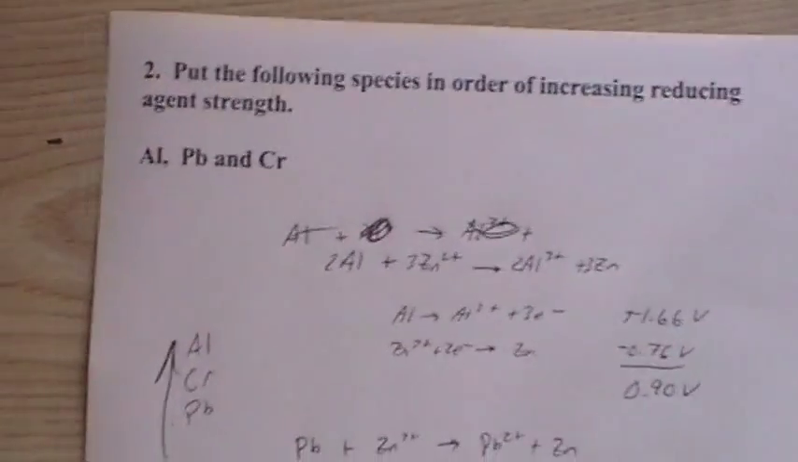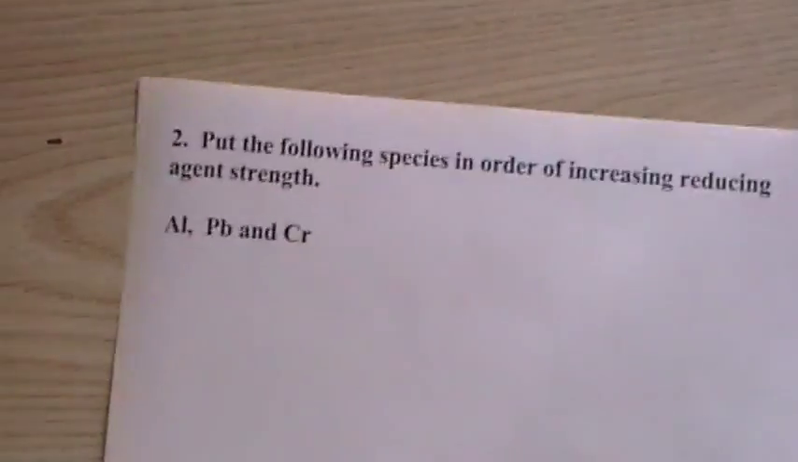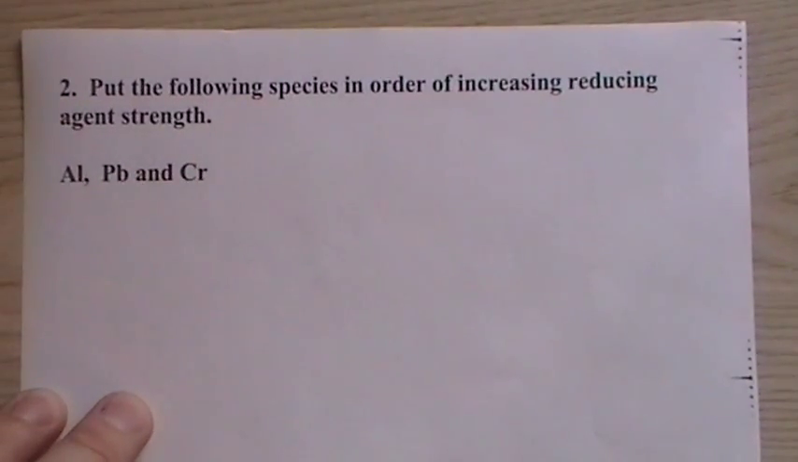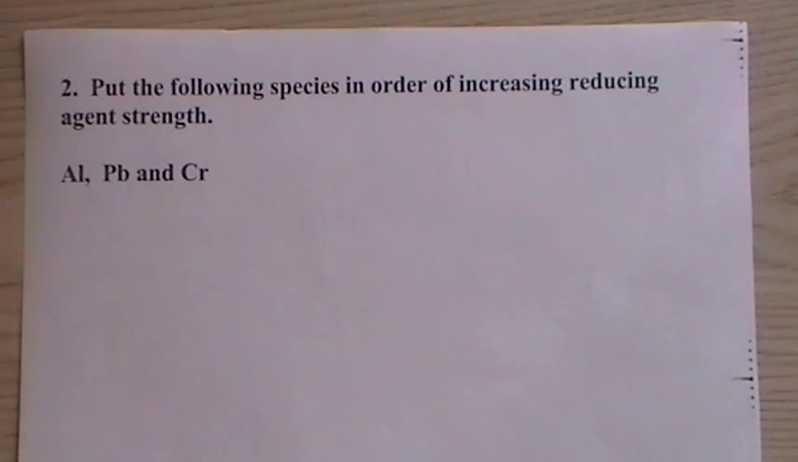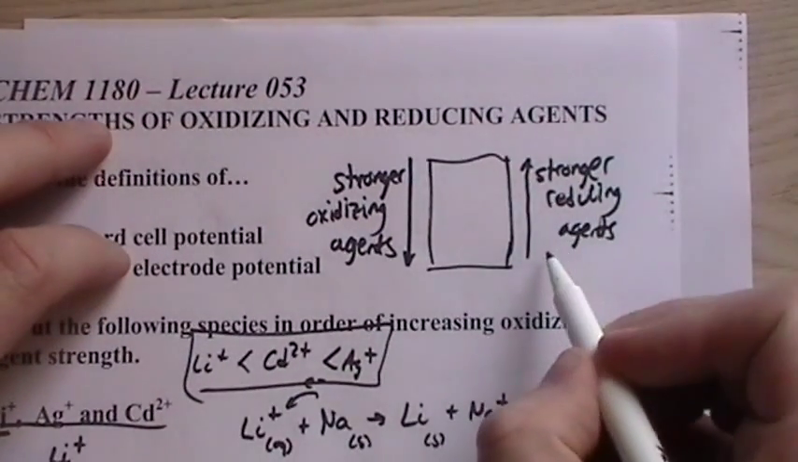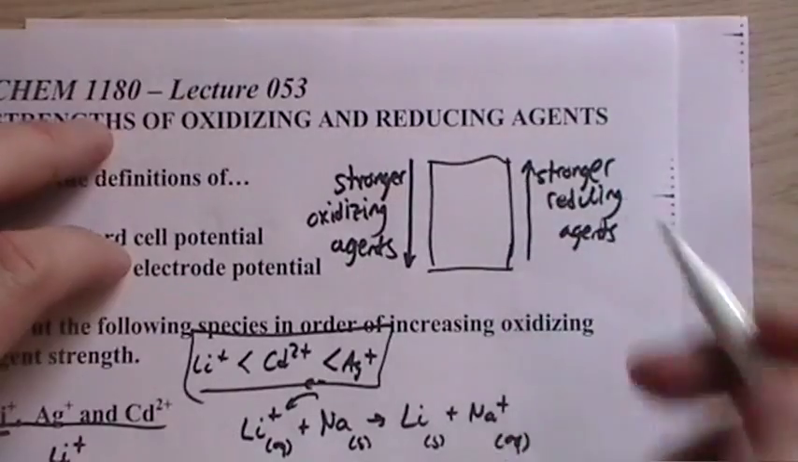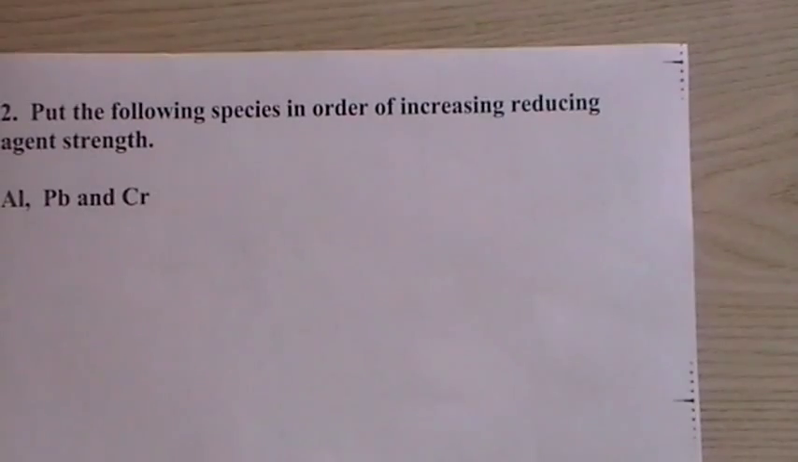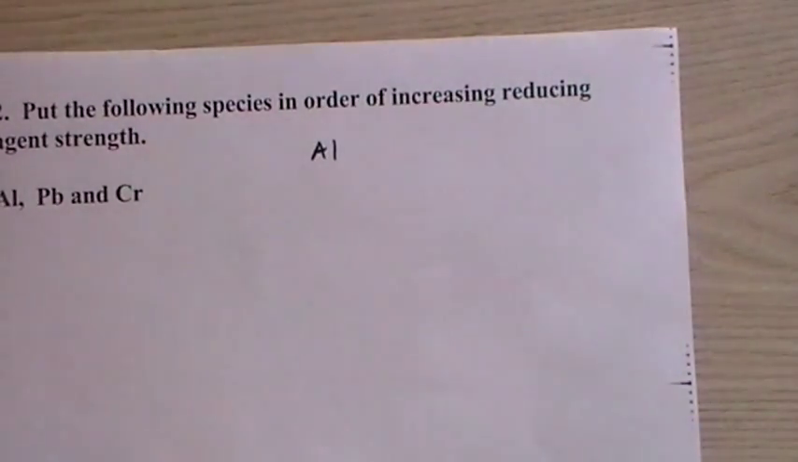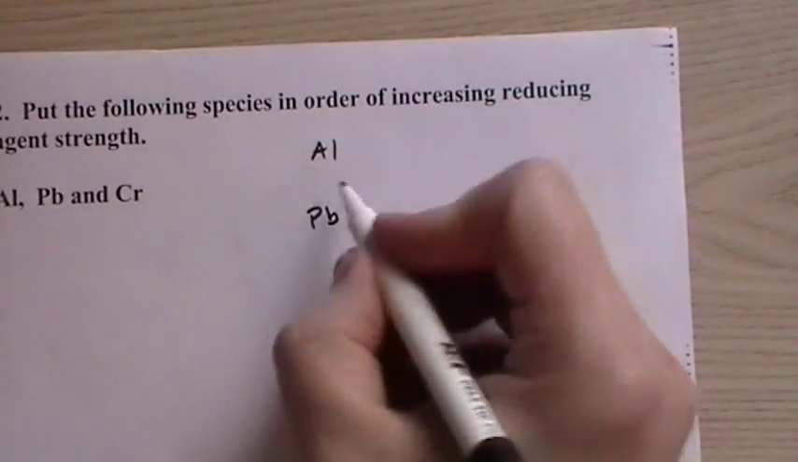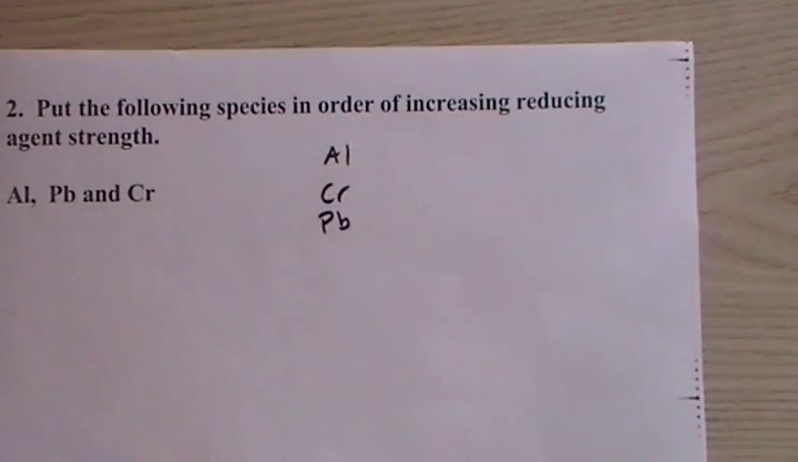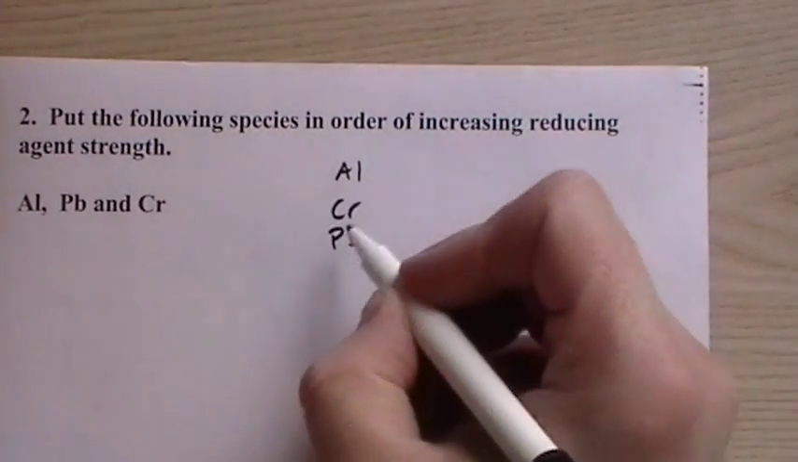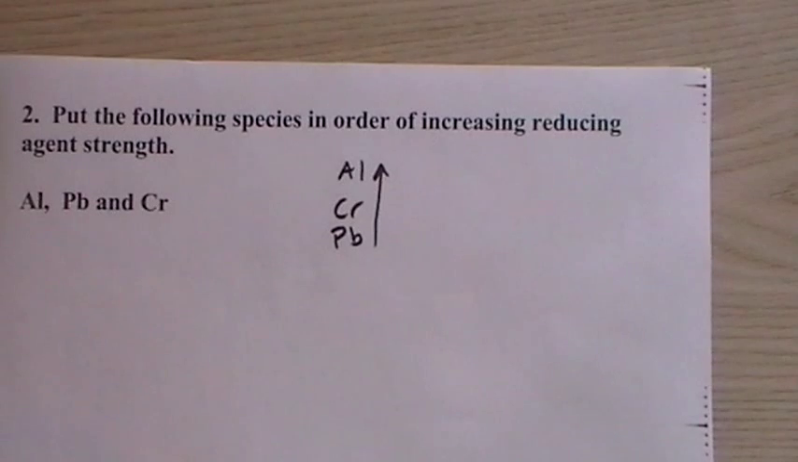Okay, now let's look at reducing agents. So putting my numbers on there, we have aluminum, lead, and chromium. And we learned that the stronger the reducing agent, the further up it's going to be in the table. So we look in the table, we just put them in order. Aluminum is found at the top, lead is below that, and chromium is in between. So what we should find is that aluminum should be the strongest reducing agent.